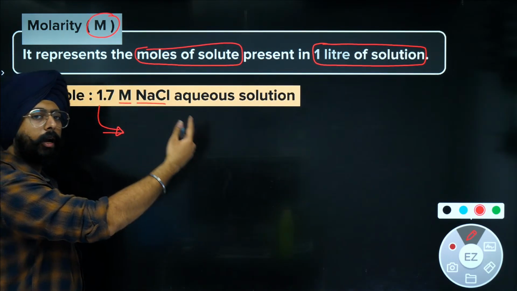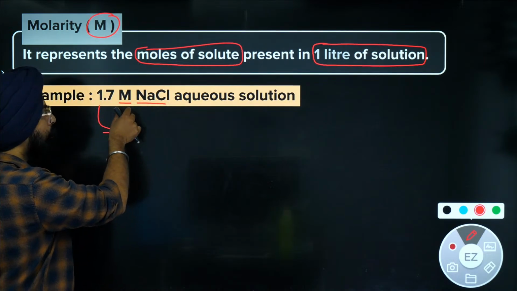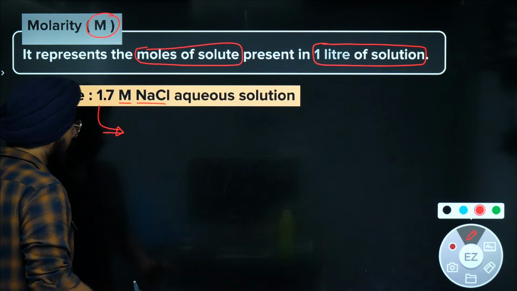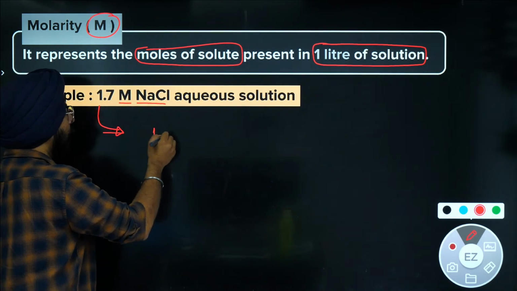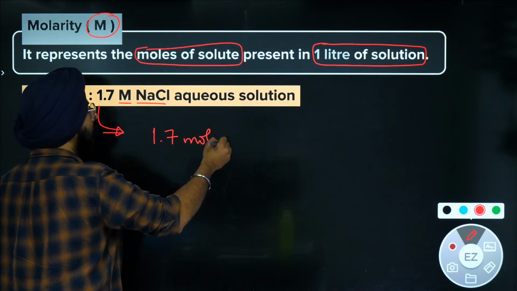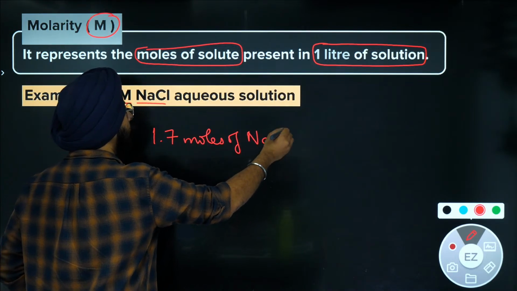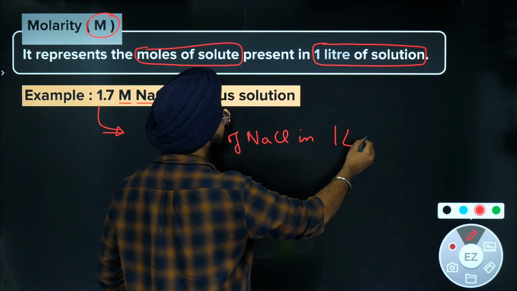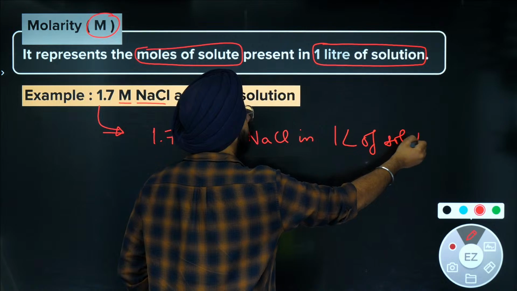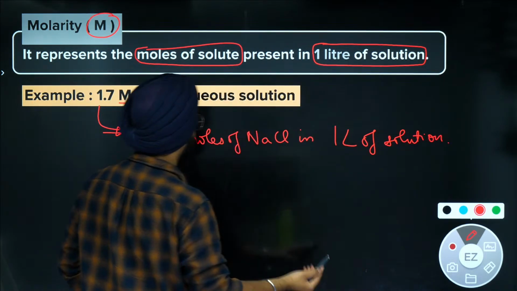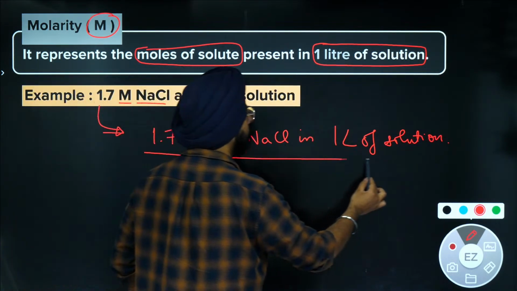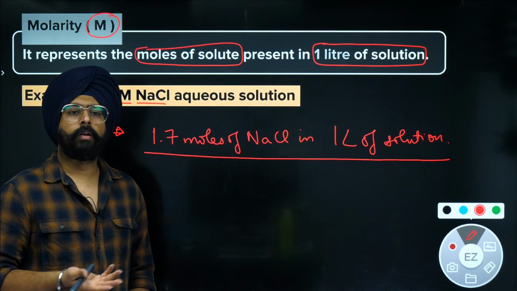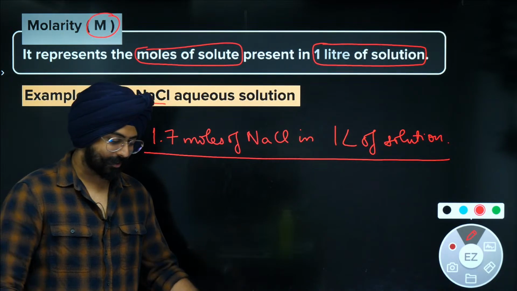I have an aqueous solution that is 1.7 molar NaCl. How do I read it? Very simple. 1.7 moles of sodium chloride in 1 liter of the entire solution. 1.7 moles of NaCl in 1 liter of the entire solution. It's as simple as that.